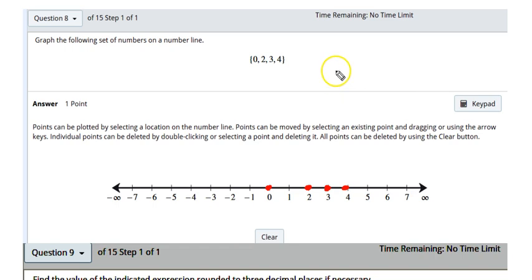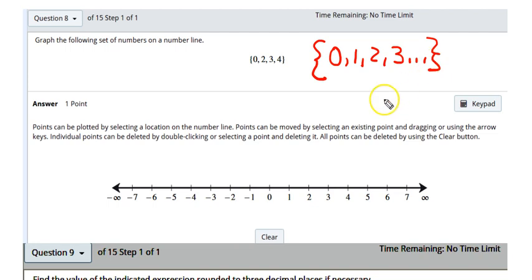Now, keep in mind that if they had something like this, just to do some others here, let me clear this up, and we're going to just add a few more here. Again, this is roster notation. If they had something like this, 0, 1, 2, 3, ... there's our ellipsis. How would we graph that on this number line? Well, we would put a dot here at 0, 1, 2, 3, 4, 5, 6, 7.